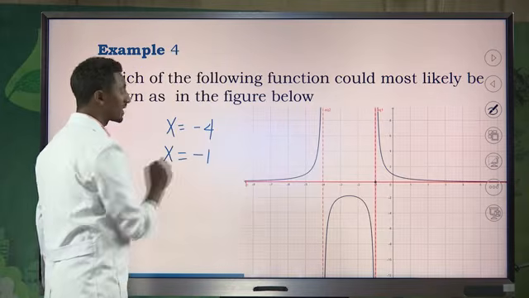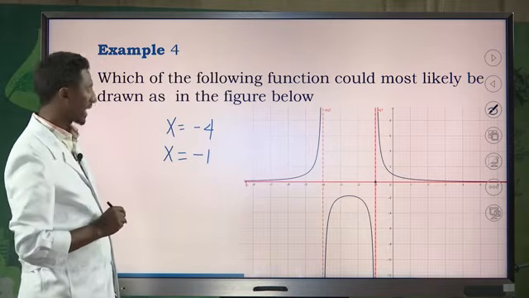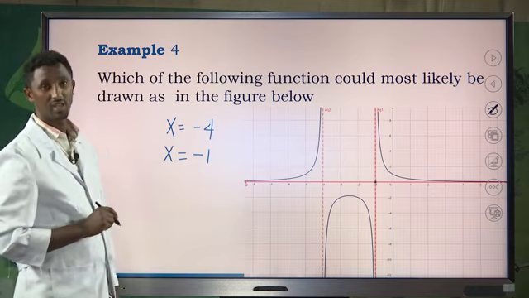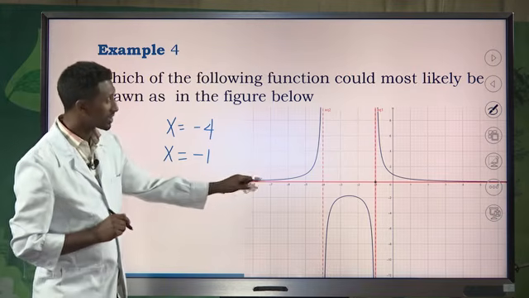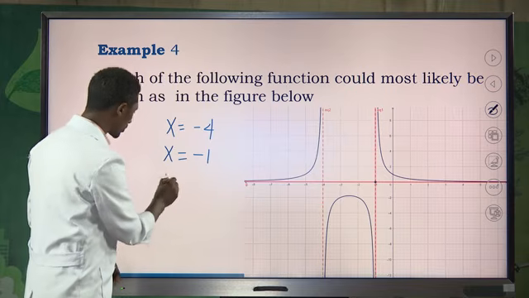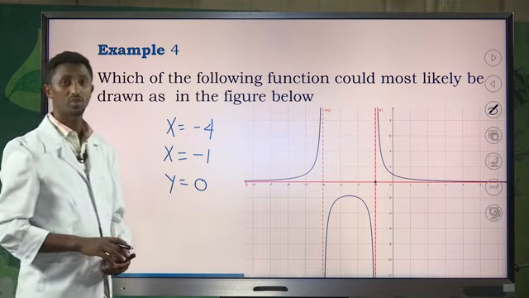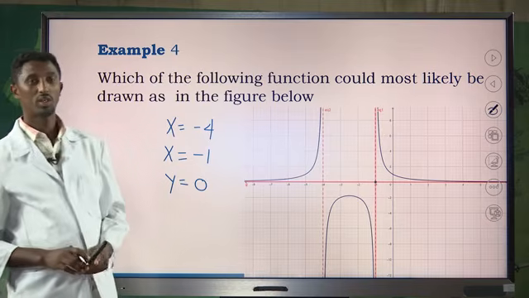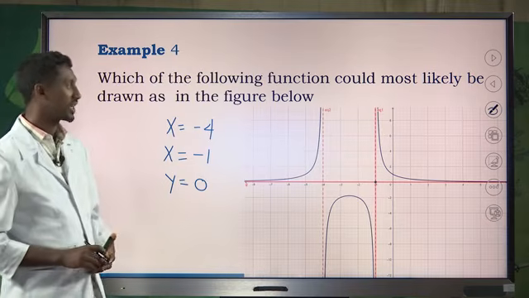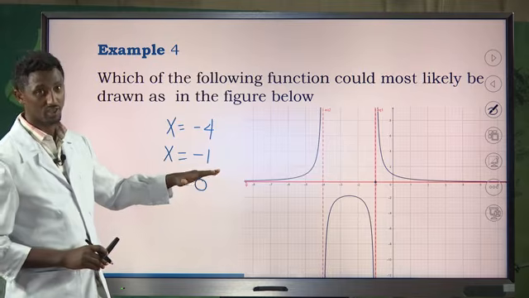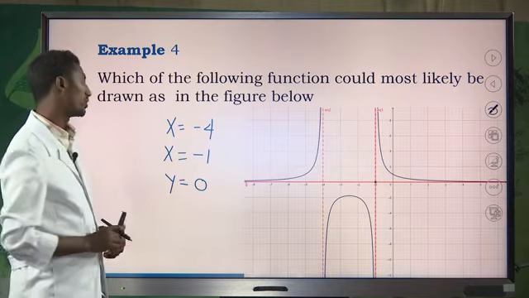These are the two vertical asymptotes. And what is another piece of information given here? The horizontal asymptote, that is y equals 0. So y equals 0 is a horizontal asymptote. This information tells us the degree of the denominator is greater than the degree of the numerator.